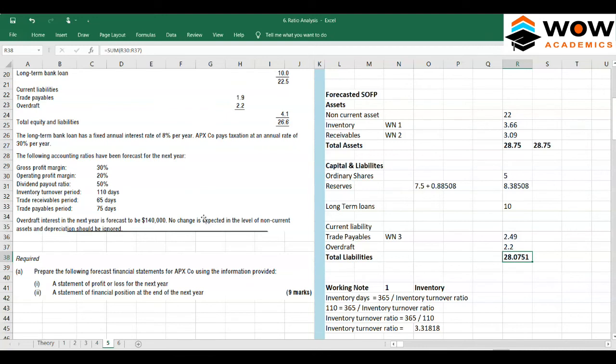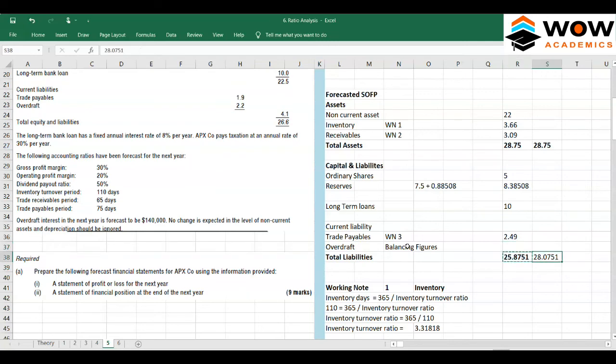Okay, so it seems the company has borrowed overdraft interest. Okay, overdraft, they have borrowed a little bit more. So this has to be the only balancing figure, because all the other numbers are pretty much the same. So we can say that the balancing figure is this number. Okay, so how do we balance it? I think we'll remove this one.